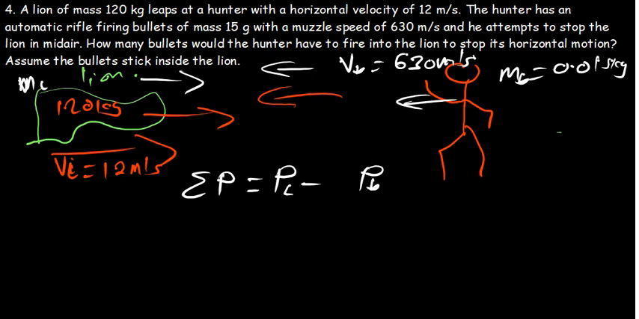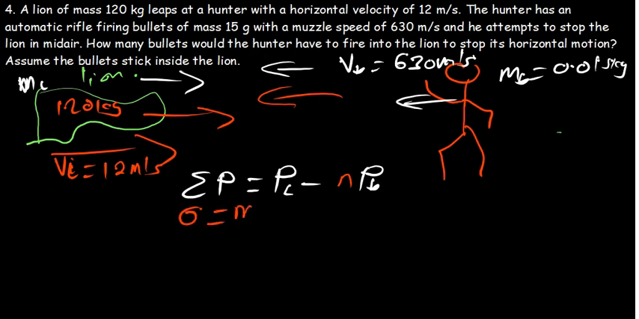But what we need to remember is that the question is how many bullets would the hunter have to fire into the lion to stop its horizontal motion? Meaning that I need to put n. n will be the number of bullets. So I'll say n times the momentum of the bullet. The net momentum has to be 0.